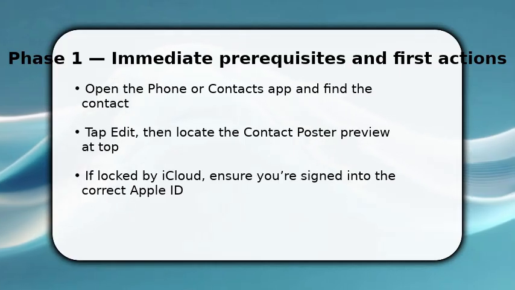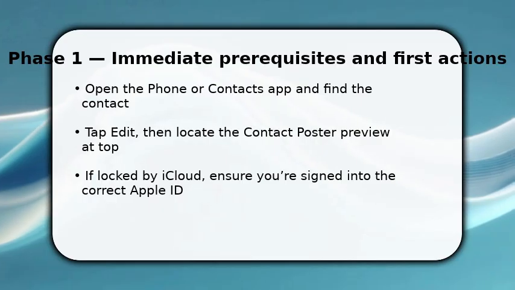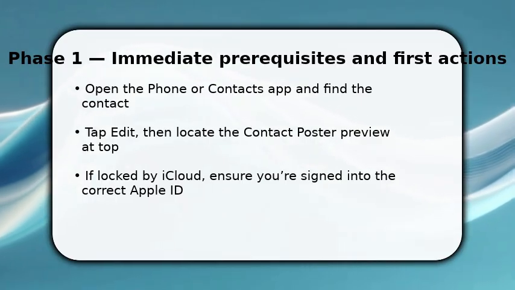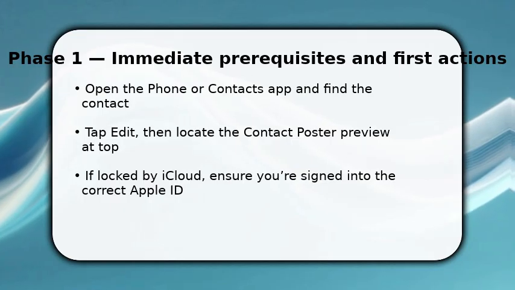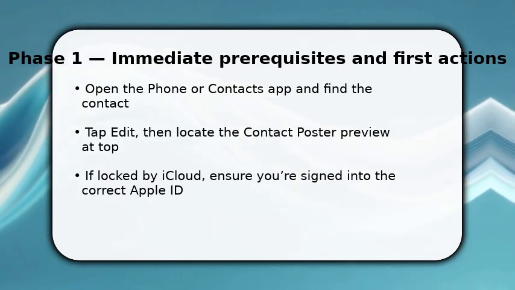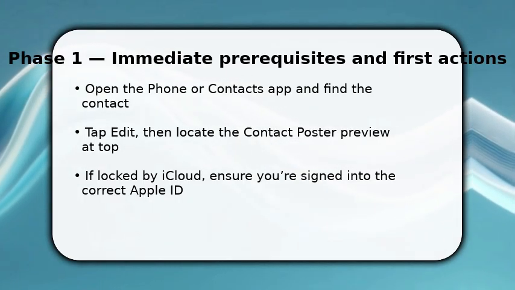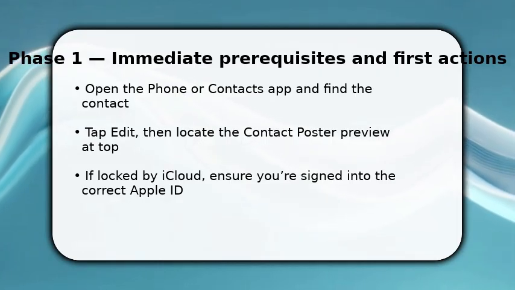You start by opening Contacts or Phone and selecting the contact you want to change. That gets you straight into the poster area. Tap Edit to expose the Contact Poster section at the top. This is where iOS stores the visual card.